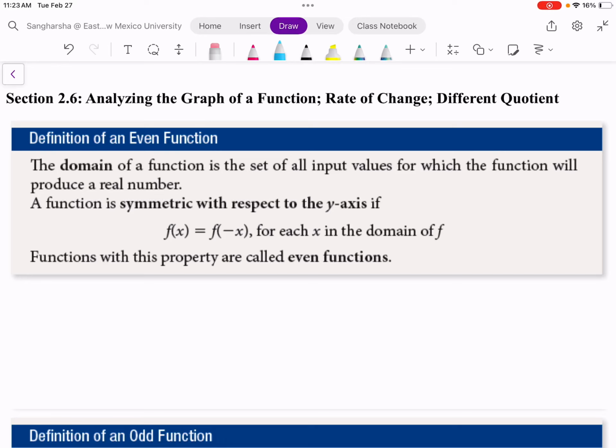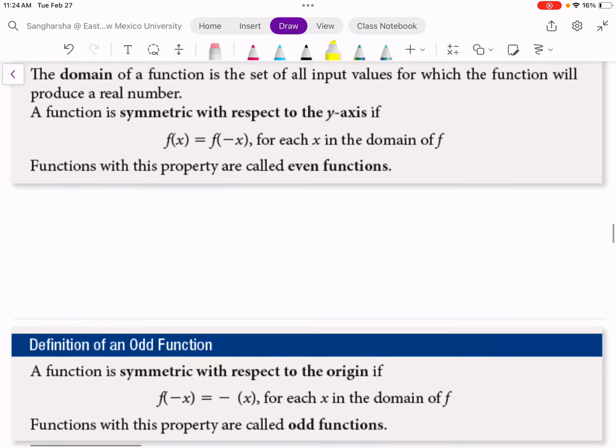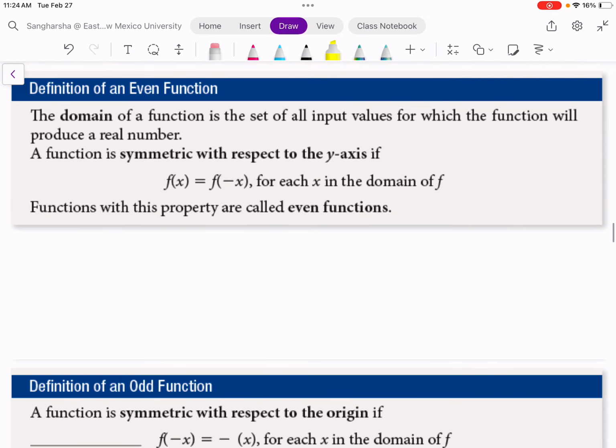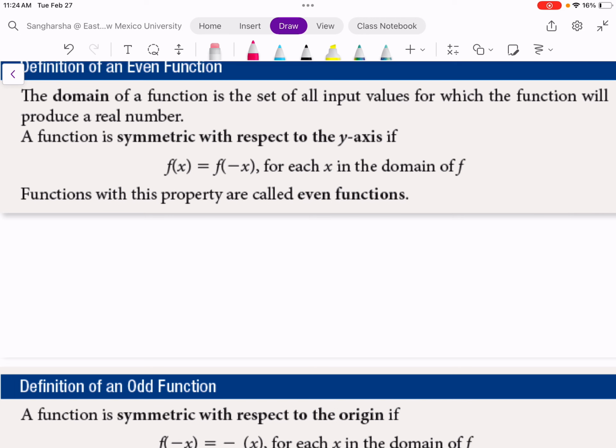So in section 2.6, we will find whether the function is an even function or an odd function. Once we have a function, it can be an even function or an odd function. Now we'll talk in detail. So let me take a graph here. So we have this graph.